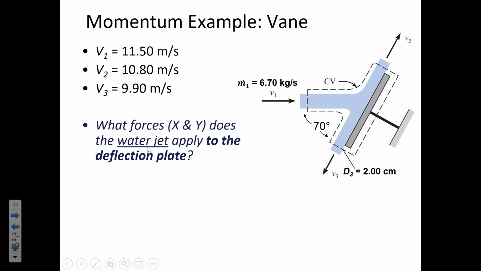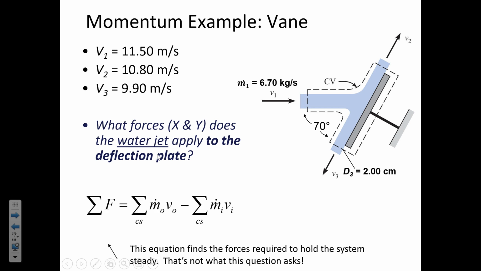Okay, so what we need to do here is calculate the forces of the water jet on the deflection plate. So we'll begin by calculating the force required to hold the system steady, and then this question is asking us to find the opposite of that, because we're asking for the force of the jet on the plate. So as before, we're going to apply the momentum equation both in the X direction and the Y direction separately, but regardless of whether we're working vertically or horizontally, the mass flow rates are what we have to start and calculate.